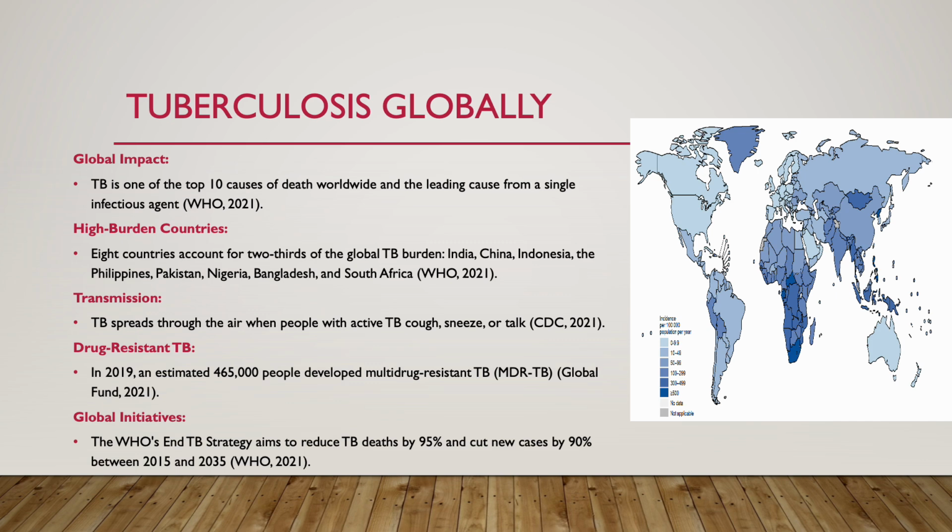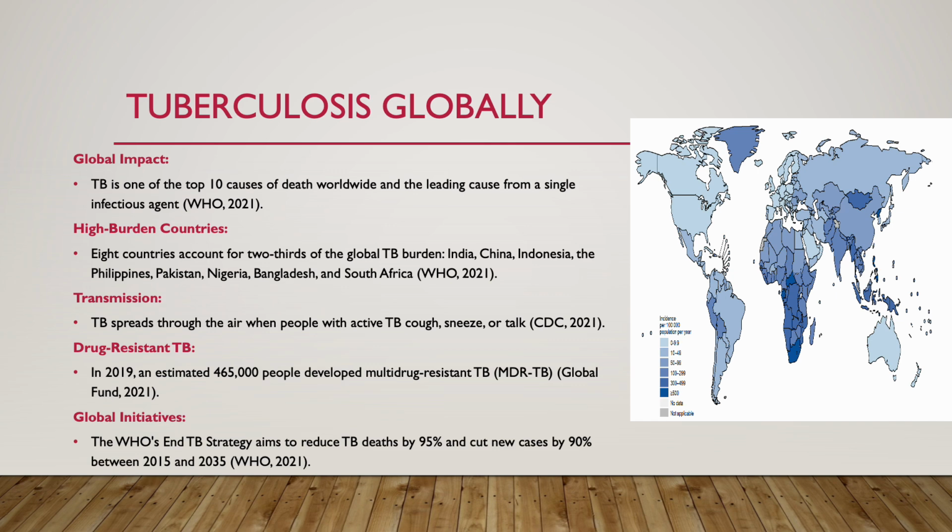TB spreads through the air when people with active TB cough, sneeze, or talk, making it highly contagious, CDC 2021. In 2019, an estimated 465,000 people developed multidrug-resistant TB, or MDR-TB, Global Fund 2021. This form of TB is more challenging to treat and requires extensive medical intervention.